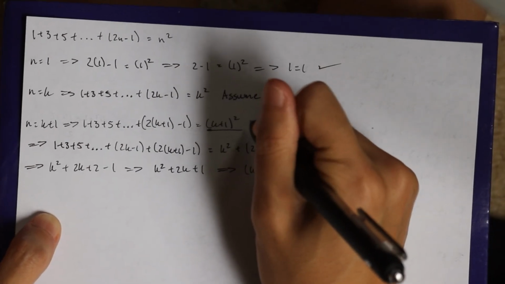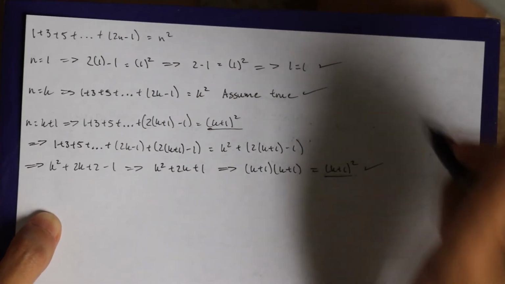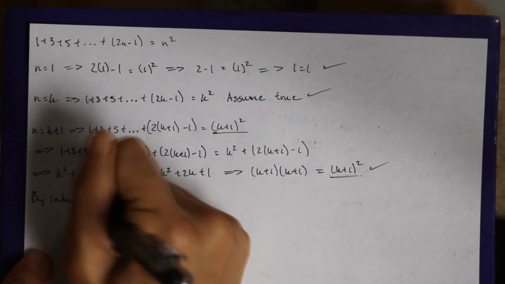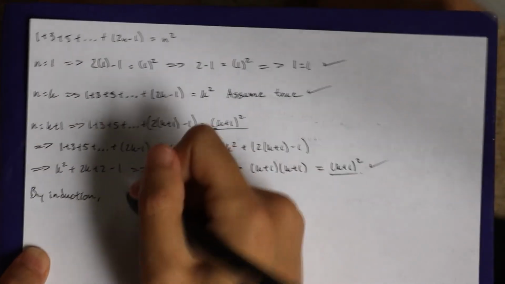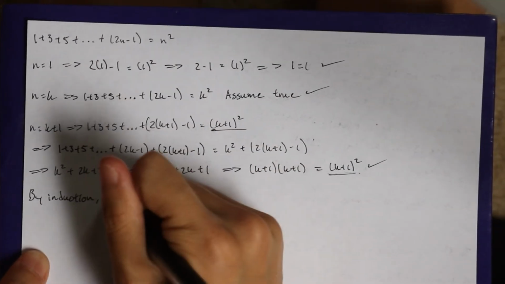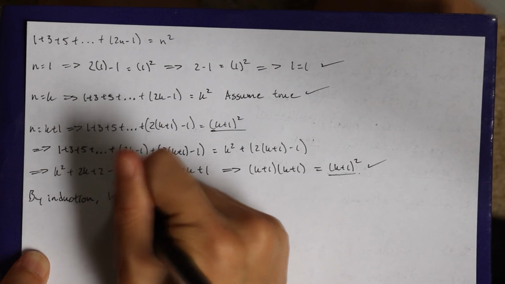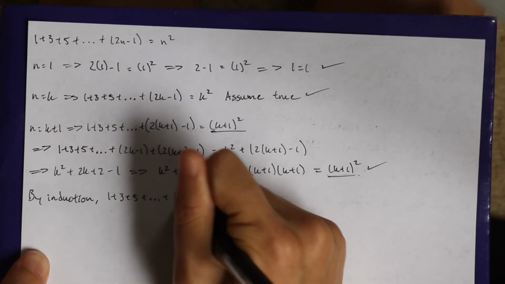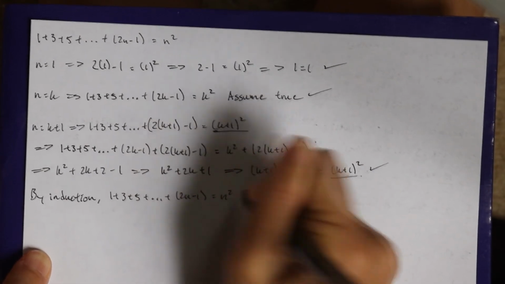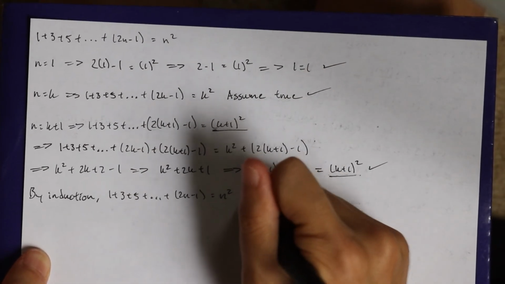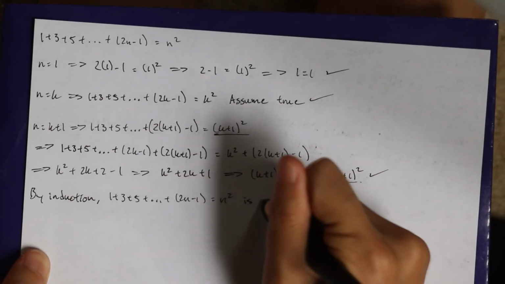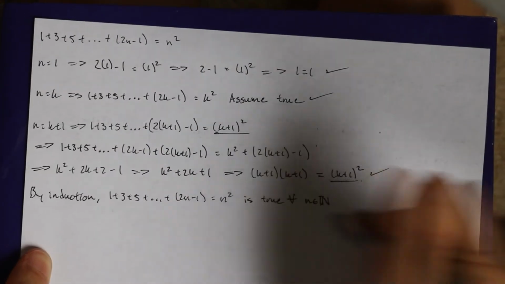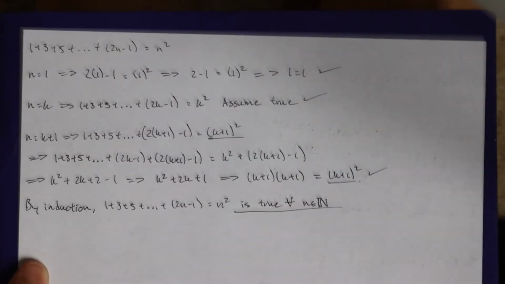Same thing for n equals k. This is also true. So now, by induction, 1 plus 3 plus 5 plus dot dot dot plus 2n minus 1 equals n squared is true. This formula here is true for all natural numbers n. There we have it. That is mathematical induction right there.